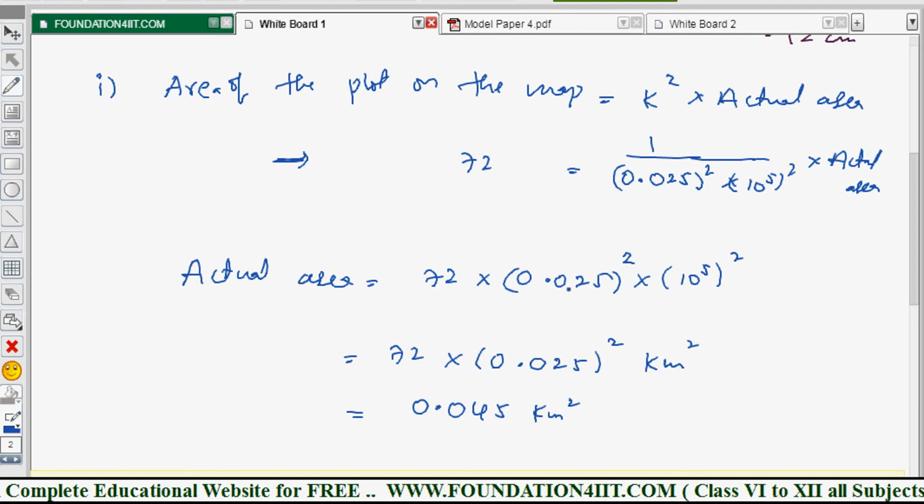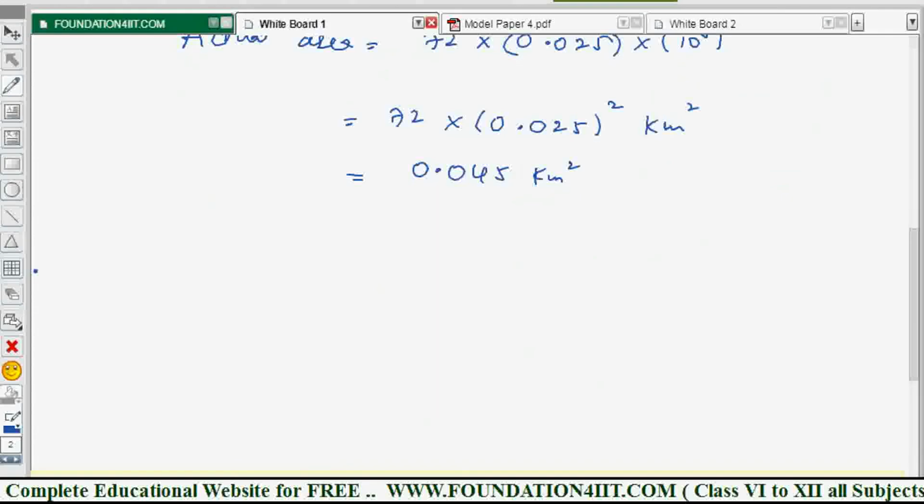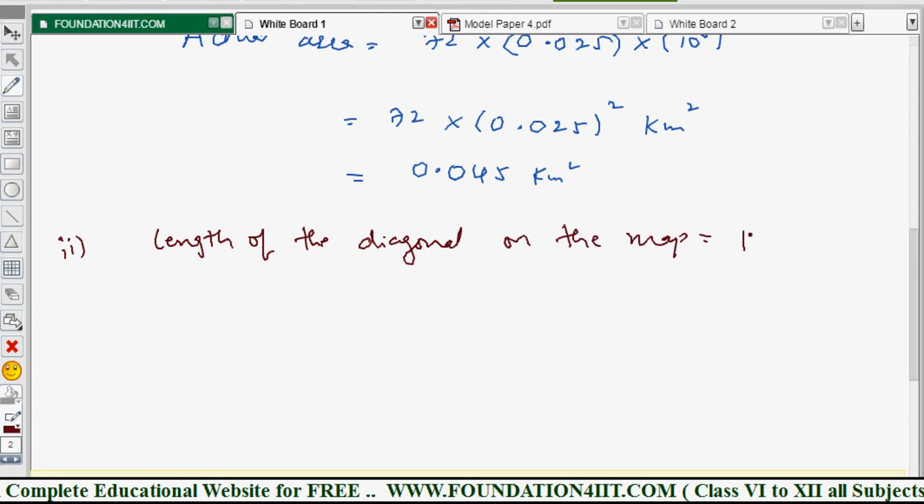Now let us take the actual length of the diagonal. Second, the actual length of the diagonal we need to find out. So for that, the length of the diagonal on the map. Because for length, we use only k into actual length. Actual length of the diagonal.